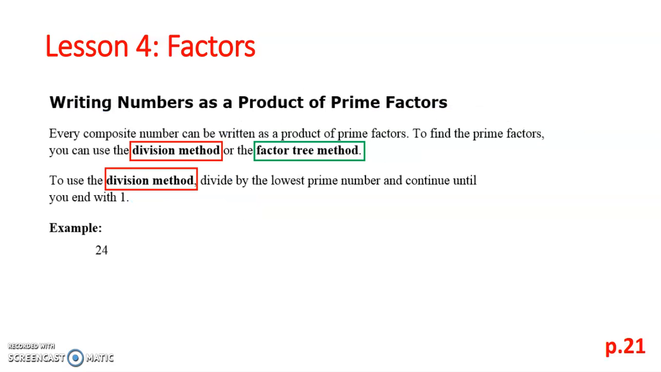So let's take a look at writing numbers as a product of prime factors. We have a division method and a factor tree method, and they're very, very similar. I'm going to show the division method, although I prefer to use the factor tree method. With the division method, we're dividing by the lowest prime number and continuing until we end with 1. The lowest prime number is 2, the next lowest is 3, and the next lowest is 5.